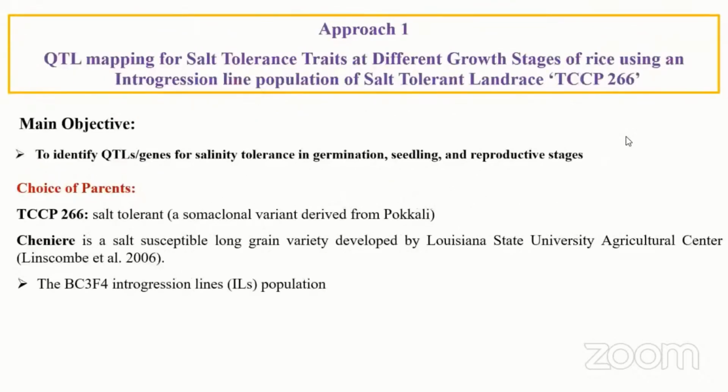Here we used three different approaches to develop salt-tolerant breeding lines, salt-tolerant QTLs, and superior alleles. The first approach is the development of biparental populations using the US rice variety Sabine and the exotic salt-tolerant cultivar TCP. And we did QTL mapping at different stages, from the germination stage and seedling stage to the reproductive stage, to identify common QTLs across the whole rice growth phase.